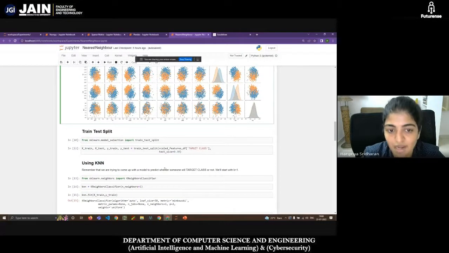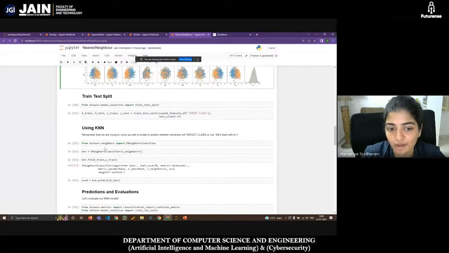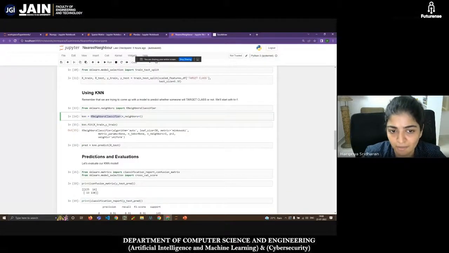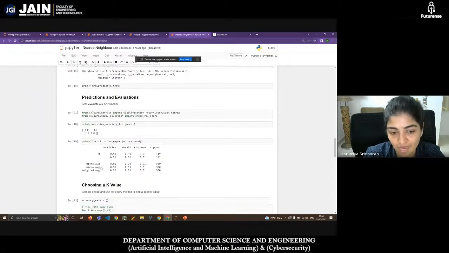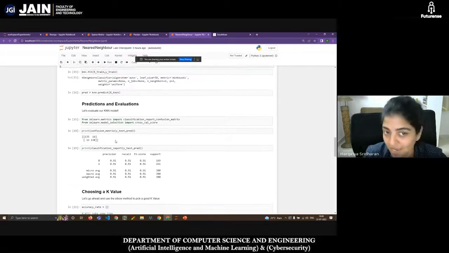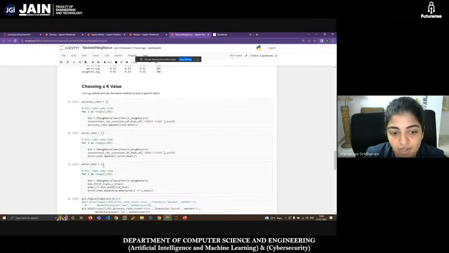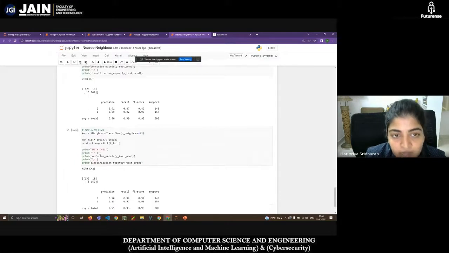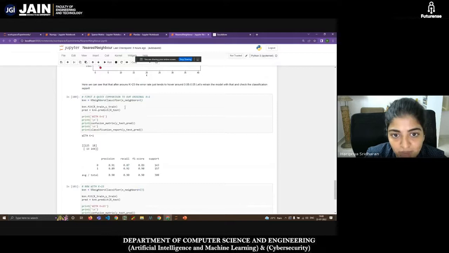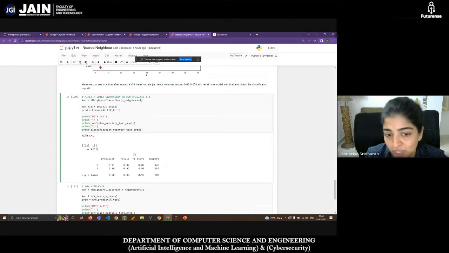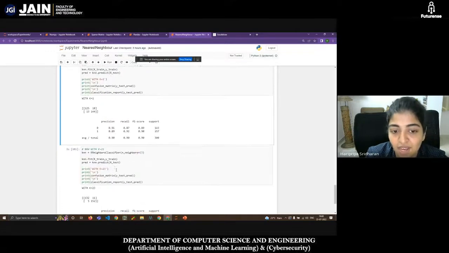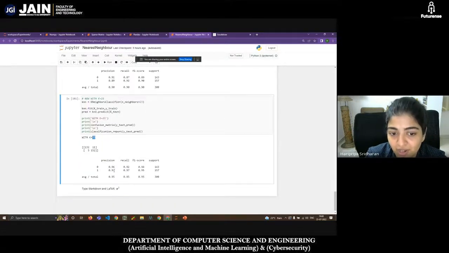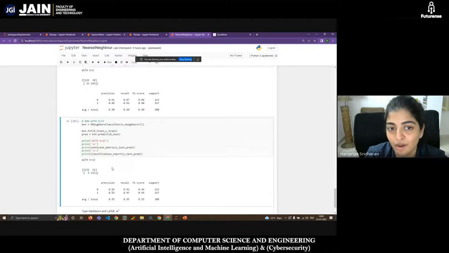So you train and split the model, and then you try to predict with the K value. Choosing the K value is also very important. Let's say you choose the K value as 1. When I choose n neighbors as 1, the precision here is 91 to 89, good enough. I choose the K value as 23, the precision is again good enough. So I know that this model will work for most.